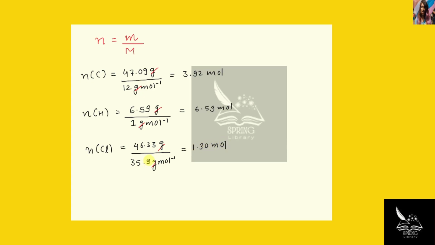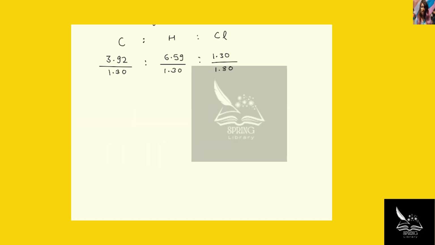Now we need to find out the molar ratio. To find out the molar ratio, we need to divide moles of carbon, hydrogen and chlorine by the smallest number of mole among the given ones. We can see chlorine is having the smallest number of mole. Therefore, we can write the ratio of carbon, hydrogen and chlorine in this manner. On solving, we are getting the ratio as 3:5:1.